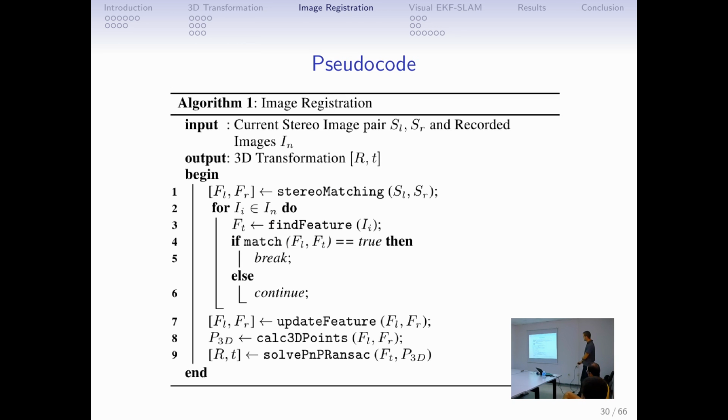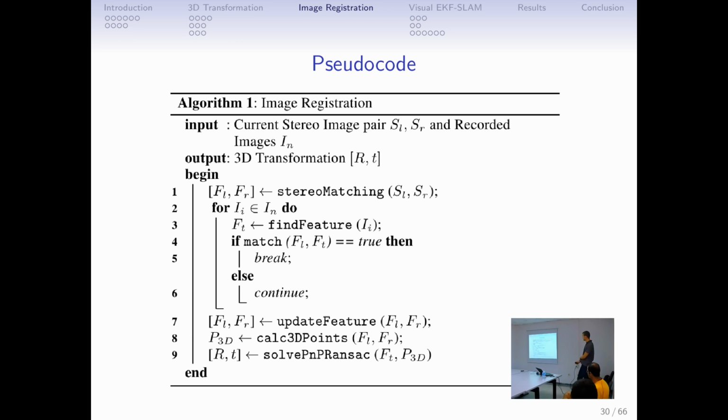So, we discover the stereo matching and find feature function. We have now translated our stereo images into feature sets, which are perfectly aligned to each other. This means, first of all, they have the same size, so the same amount of features. And secondly, the first feature of FL fits to the first feature of FR, and so on.